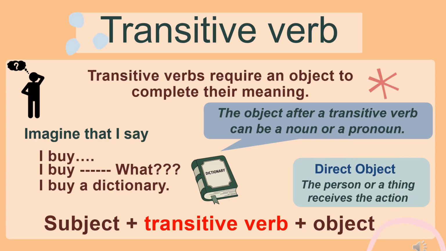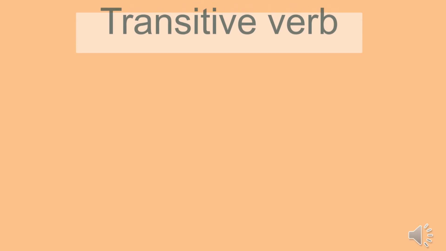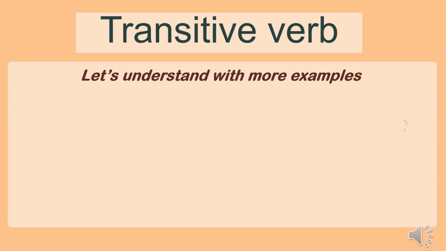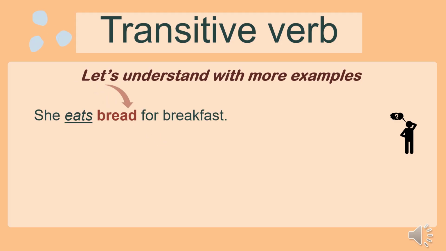Look at the examples, see how the object is essential? Transitive verbs are action verbs that transfer their action to an object. The object is the receiver, without it, the sentence feels incomplete. She eats bread for breakfast. The verb eats needs an answer to what? Here, bread receives the action, it's what's being eaten.